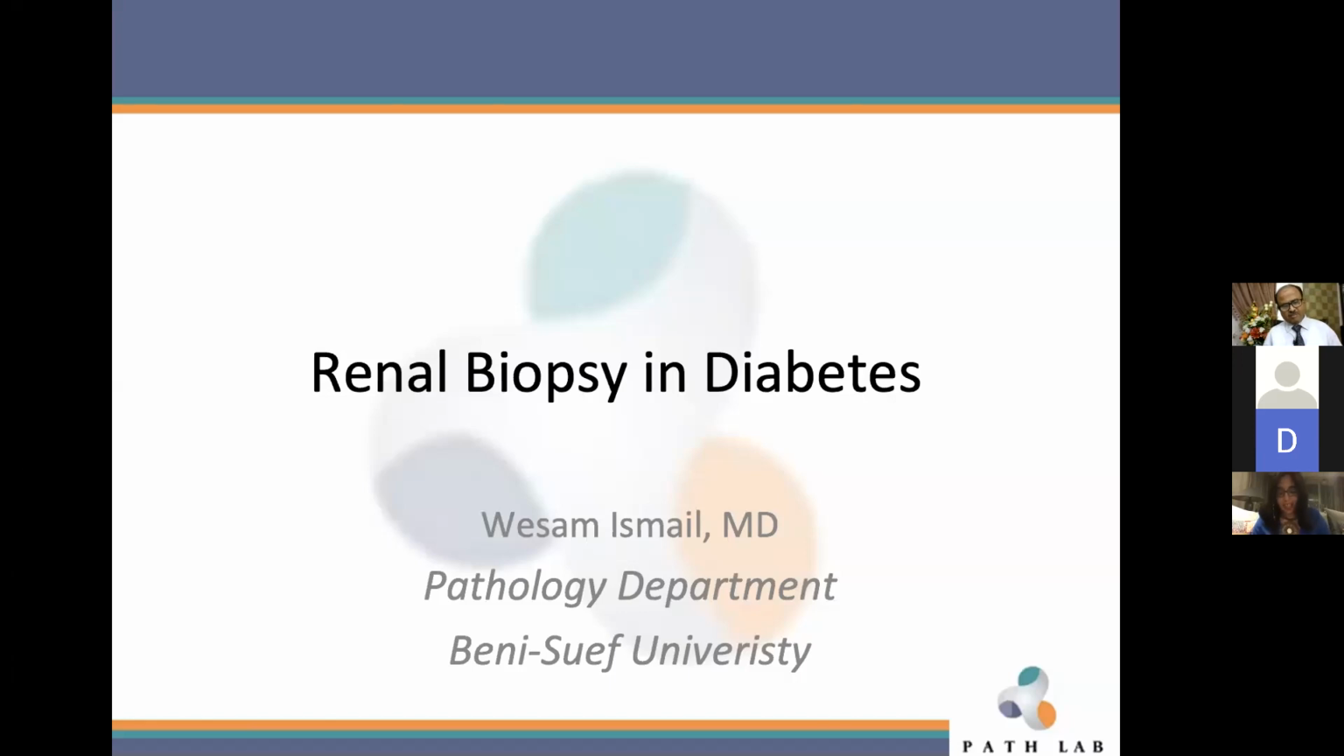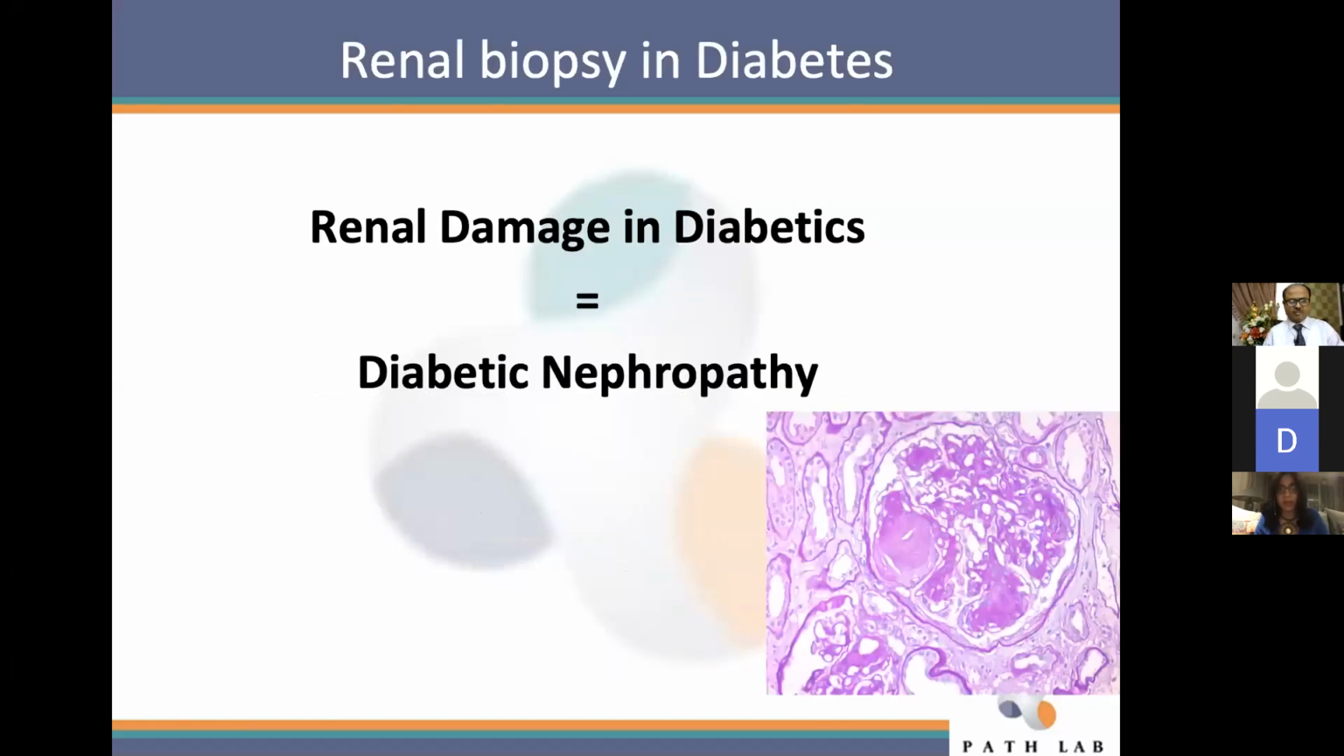Very nice, very nice. So we come to renal biopsy in diabetes. I want to know how many of you agree on this sentence: renal damage in diabetics equals diabetic nephropathy? Nowadays, we don't like the term diabetic nephropathy. We like diabetic kidney disease or non-diabetic pathology in a diabetic patient rather than diabetic nephropathy, because diabetic nephropathy is an old name that denotes the changes that accompany diabetes. That's it. With the classic natural history of microalbuminuria or A2, and then proteinuria, then nephrotic with renal impairment, and at the end of the spectrum is renal failure.